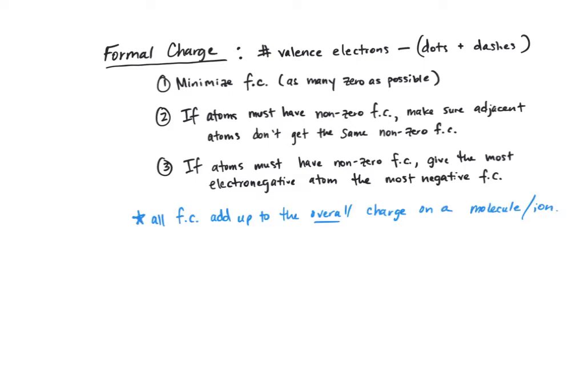Ultimately, all the formal charges that we assign to atoms will add together to give us the overall charge of a molecule or ion: 0 if we're dealing with a neutral molecule, and the charge of the ion when we're dealing with a polyatomic substance. Formal charges are not the same things as oxidation numbers. They're just a bookkeeping method to help us evaluate on a case-by-case basis the validity of a Lewis structure. So let's talk about how we use these things.